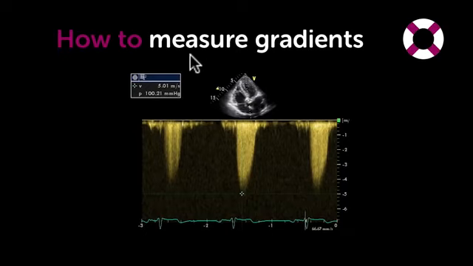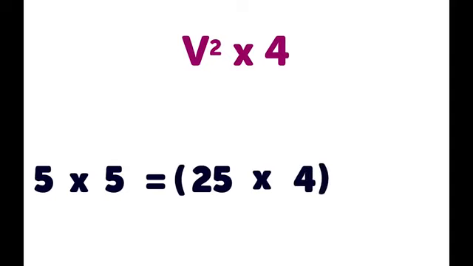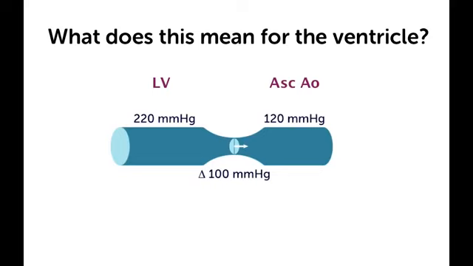But you can also do it in your head. 5 times 5, in other words, 5 squared is 25. You multiply that by 4, and what do you get? 100. 100 is the peak gradient. So the machine was correct. What does this mean for the ventricle and for the patient?